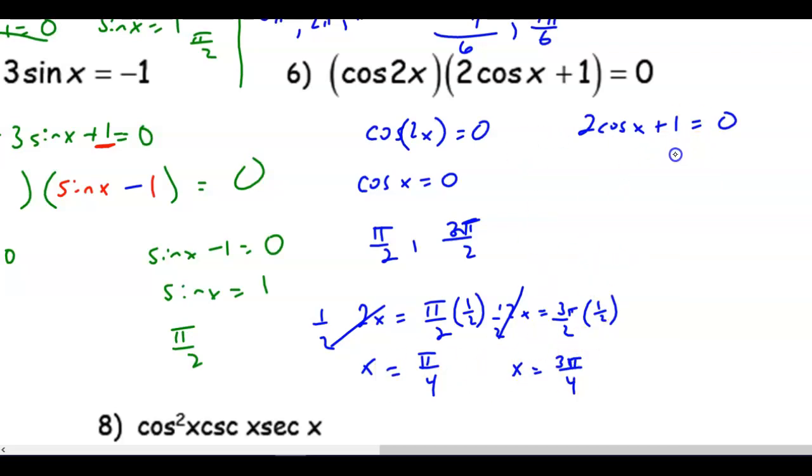For this half, I need to subtract 1 and divide by 2, so you'll know that cosine x equals negative 1/2. What does cosine x equal? Negative 1/2. It's on the left side of the graph, so 2 pi over 3, and 4 pi over 3. Alright.